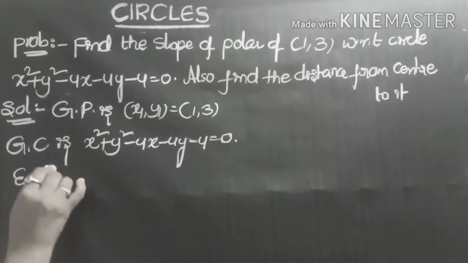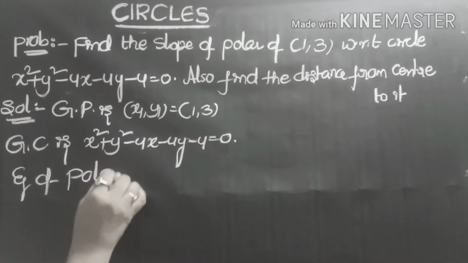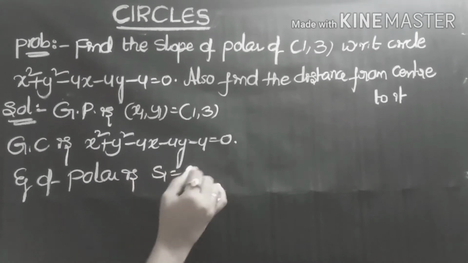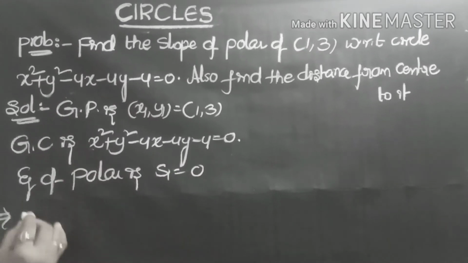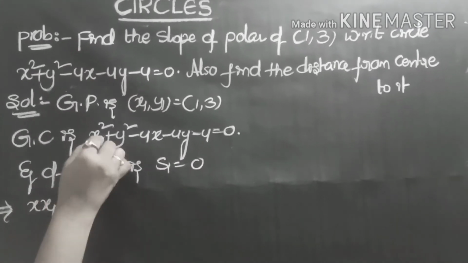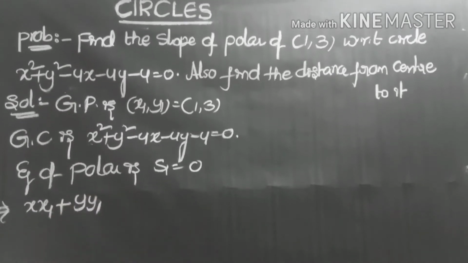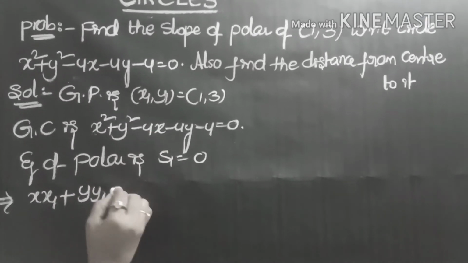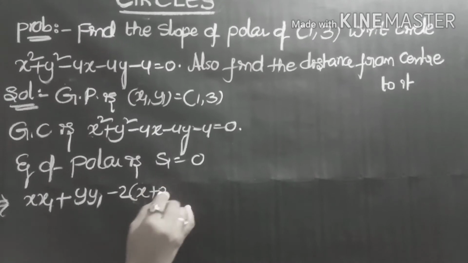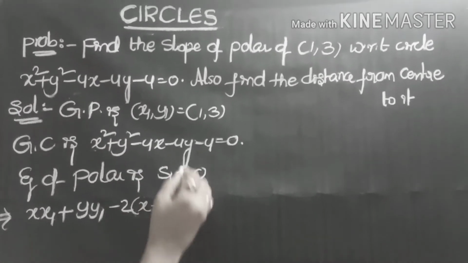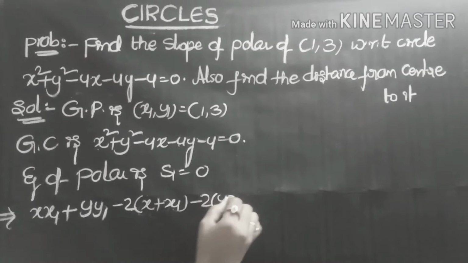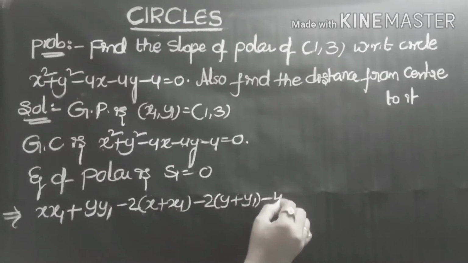So first we have to find the polar equation. So equation of polar is S1 equals 0. That is S1 equals 0 notation. x square means x x1, y square means y y1, minus 2 into (x plus x1), half of this number, minus 2 into (y plus y1), minus 4 equals 0.